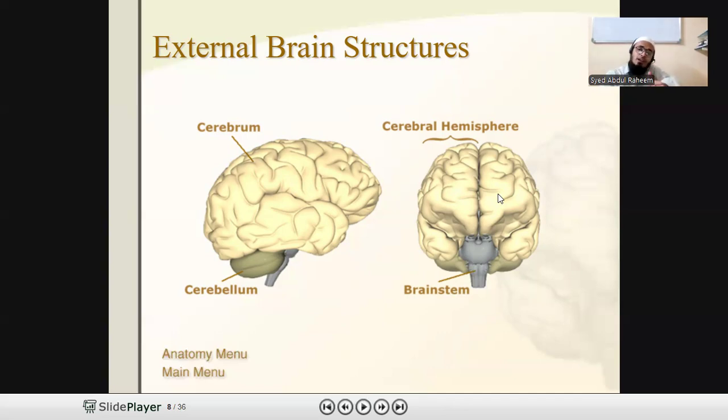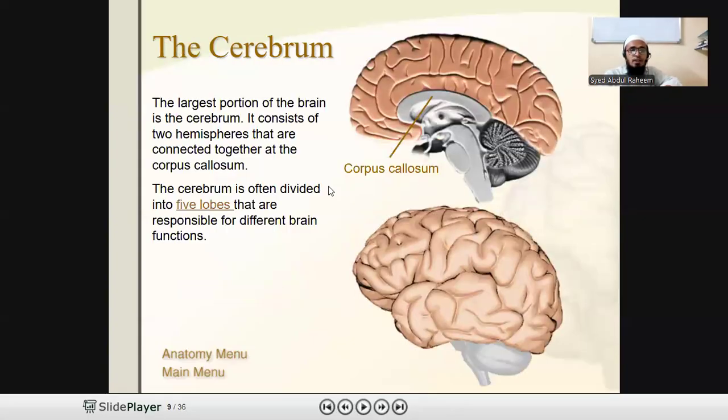So then you have to divide the left cerebral hemisphere and right cerebral hemisphere. Then you have the cerebrum. If you cross-section one side, the right side only, you have to pick up the right. And this is the corpus callosum. This curve-shaped area is known as the corpus callosum.